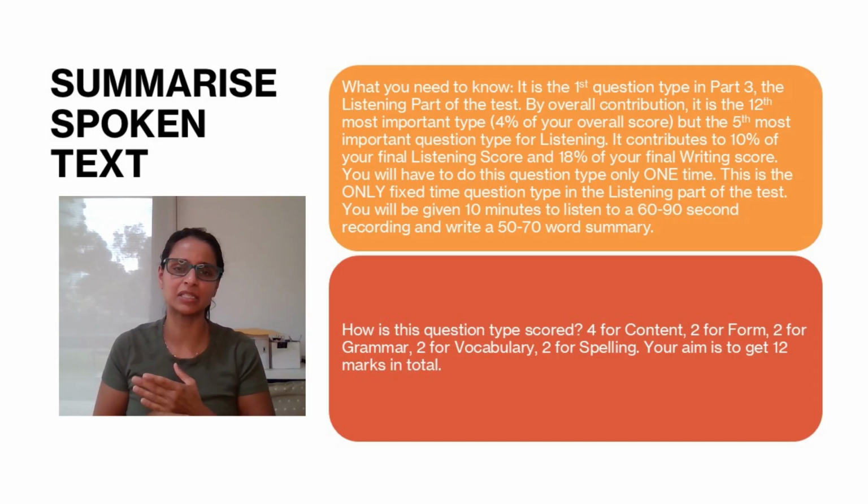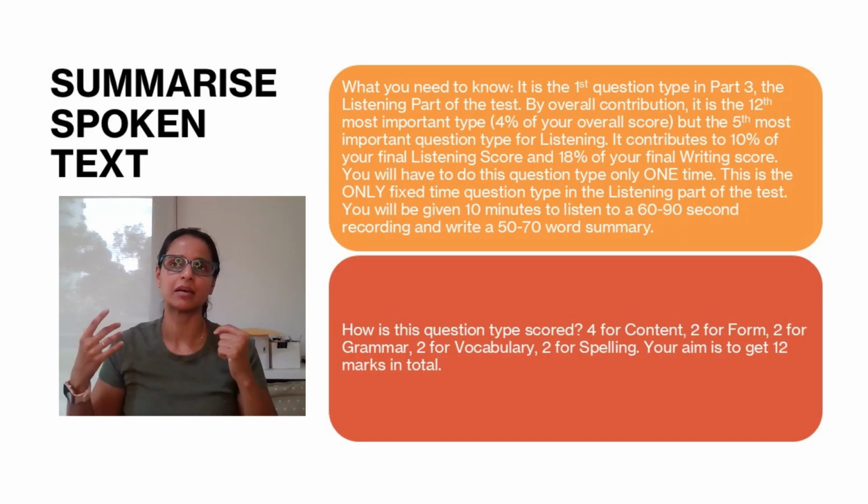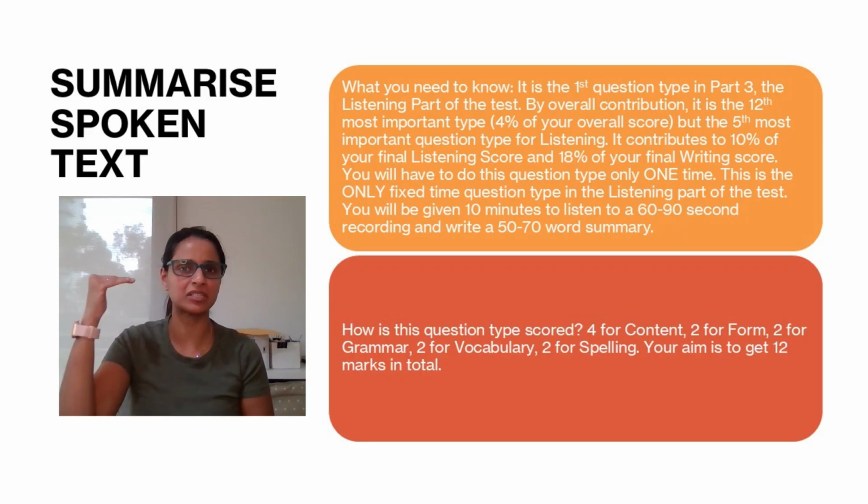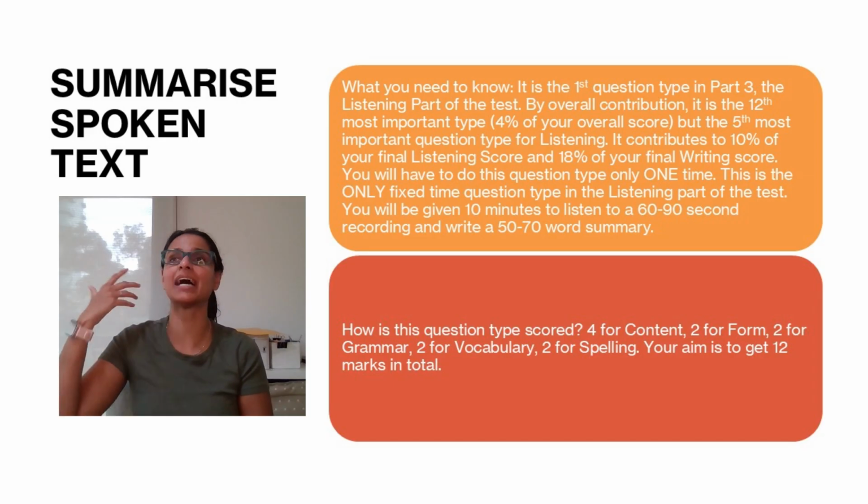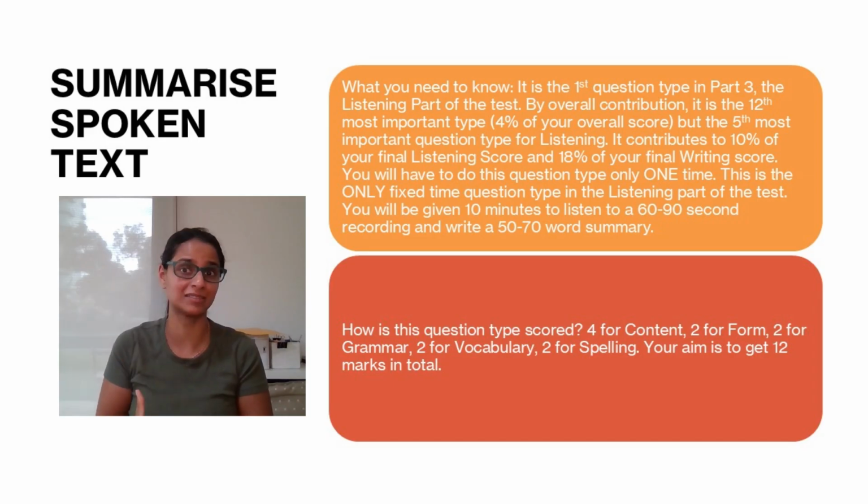Now, this is really important because students often get mixed up with summarized written text and think, oh my goodness, I need to write one long sentence. No, you don't. Let's look at how it's marked and find out what's the best method for us. Okay? So you get 4 for content, 2 for form, 2 for grammar, 2 for vocabulary, and 2 for spelling. So your total aim is to get 12 marks. Okay? How do we get the maximum number of marks? So I'm talking about between 10 and 12, right?